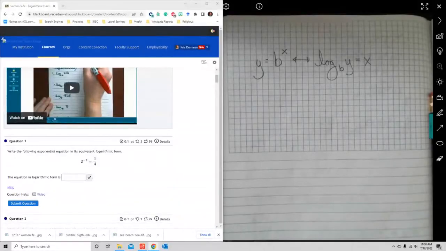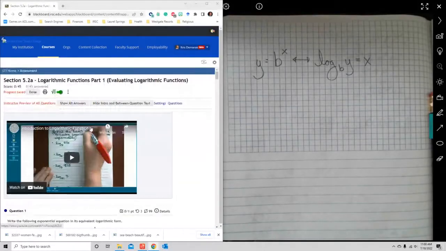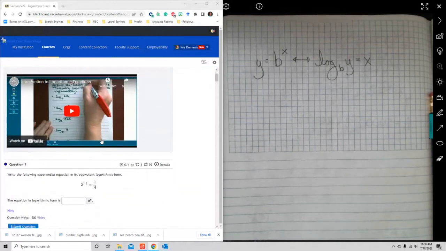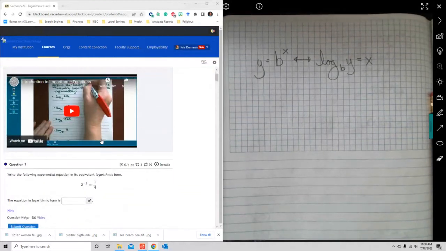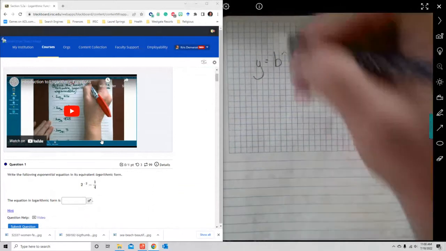All right, we're going to go ahead and go over section 5.2a, logarithmic functions part 1. It's the evaluation of logarithmic functions. So now there's a lot of properties. I was beginning to go over properties with you with respect to that.